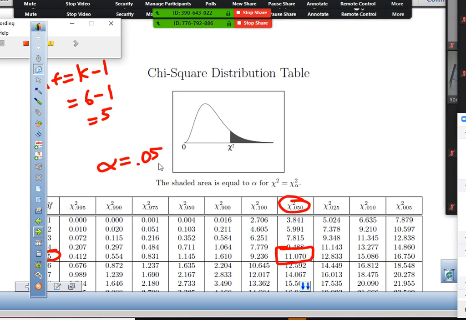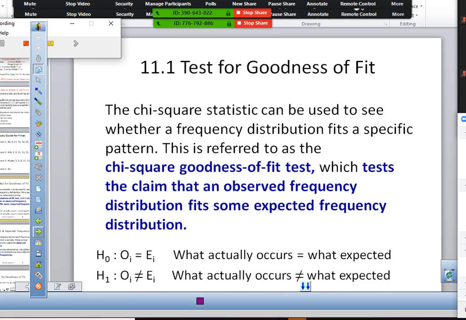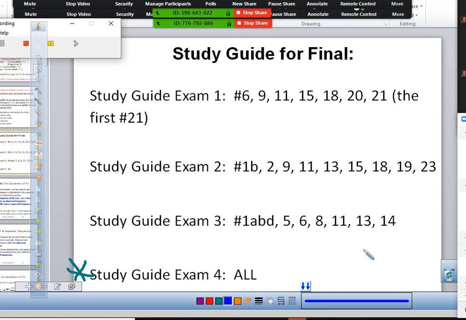It's chi-squared, right? We're doing chi-squared things, and before we forget, go back. These are the things you need to know for the study guide. The final study guide is not a new study guide. It's select problems from your past study guides. So study guide exam 1, just do those problems, only those. Study guide exam 2, only do those problems. Study guide exam 3, only those. And study guide exam 4, do all of them, because this is exam 4.